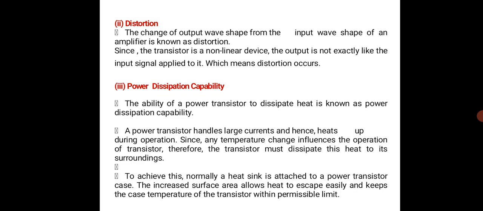The next one is power dissipation capability. Any power transistor should dissipate heat, which is known as power dissipation capability. It could handle large currents and hence it could heat up during operation. Since any temperature change influences the operation of a transistor, the transistor must dissipate this heat to its surroundings. To achieve this, normally a heat sink is attached to a power transistor case. The increased surface area allows heat to escape easily and keeps the case temperature of the transistor within permissible limit. Thank you.